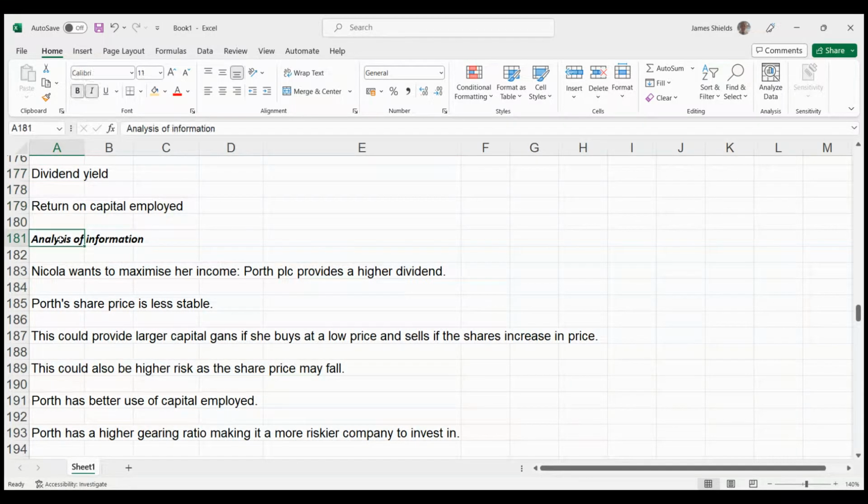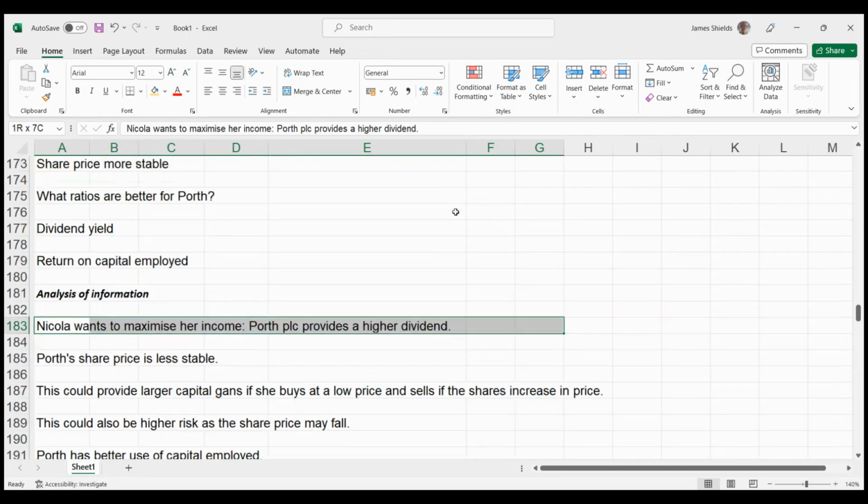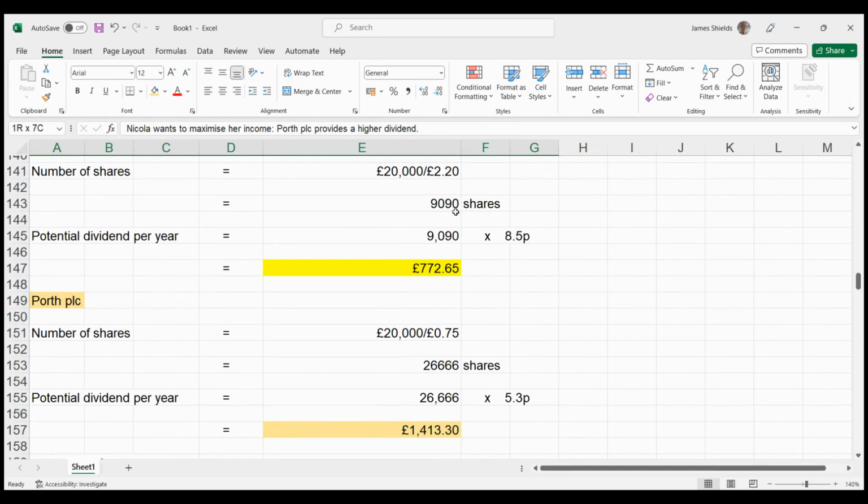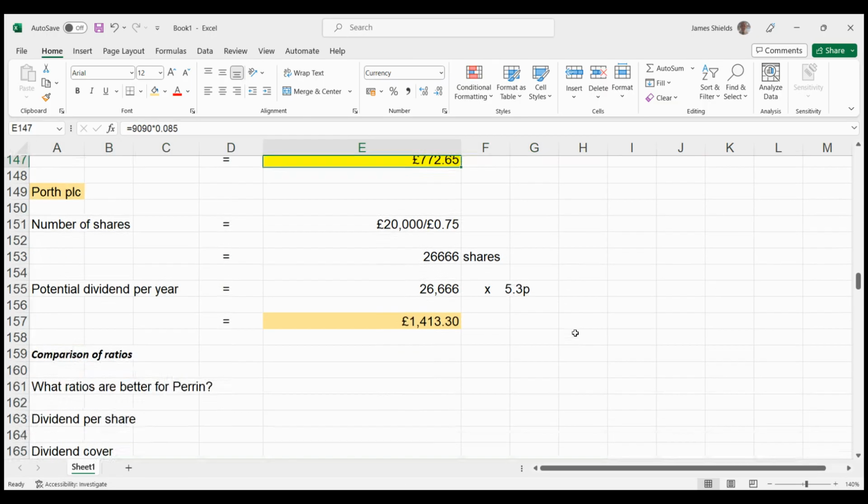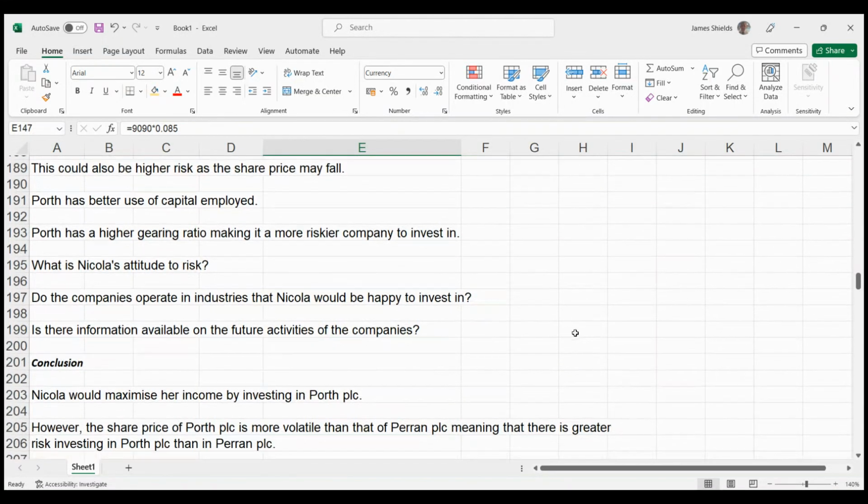Now we're going to make a little analysis of the information. So Nicola wants to maximise her income. If we've just worked out, Porth PLC provides a higher dividend. So that was £1,413.30 compared to £772.65. So again, you want to put it into a little paragraph.